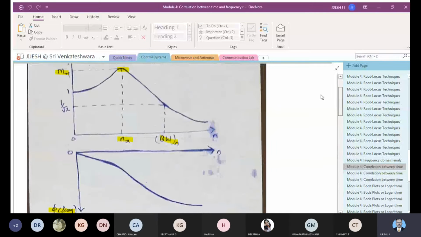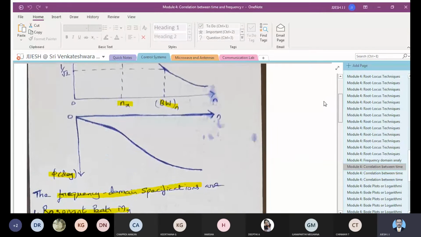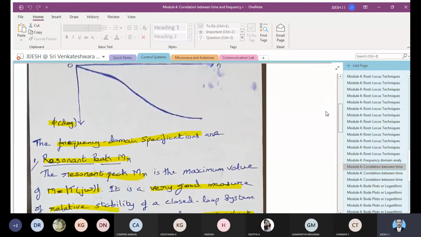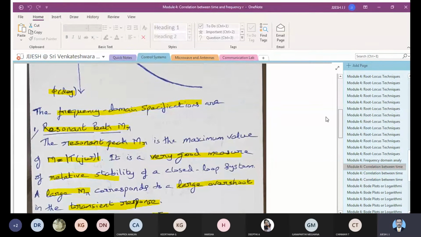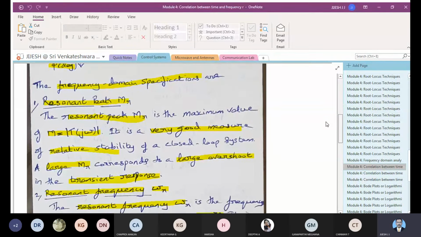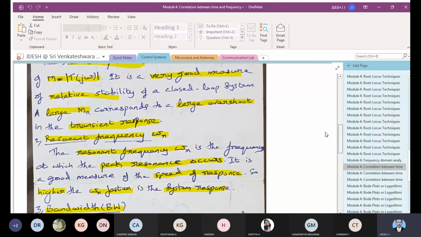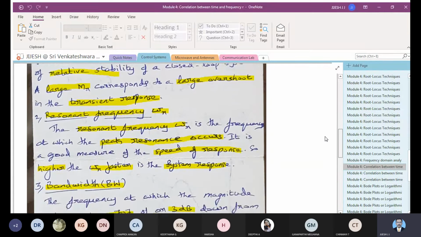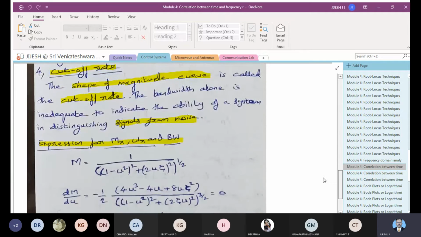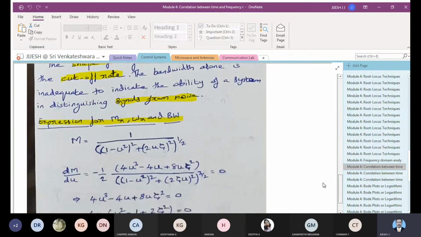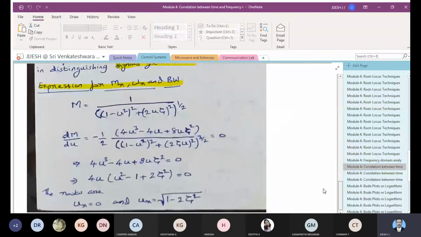So we have seen that in the frequency domain you have the magnitude and phase plot. There is a resonant peak that is denoted by MR, we also saw the resonant frequency, denoted by omega R, and the bandwidth BW. So we are going to see the expressions for MR, omega R, and bandwidth.